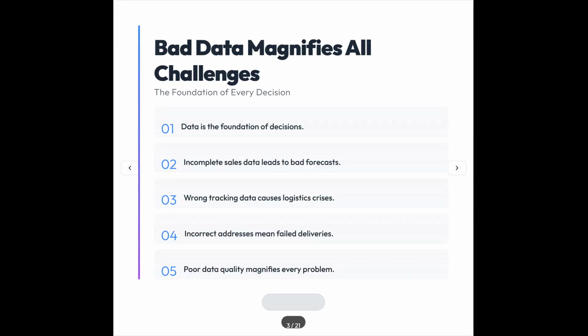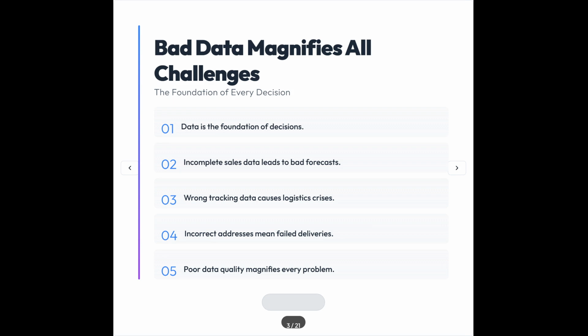This leads us directly to the garbage in, garbage out problem. Every single challenge we've discussed so far is made worse by bad data. Data quality is not just a technical issue, it is the very foundation of every decision you make. The concept is simple: garbage in, garbage out. If you feed bad data into your processes, you will get bad results.